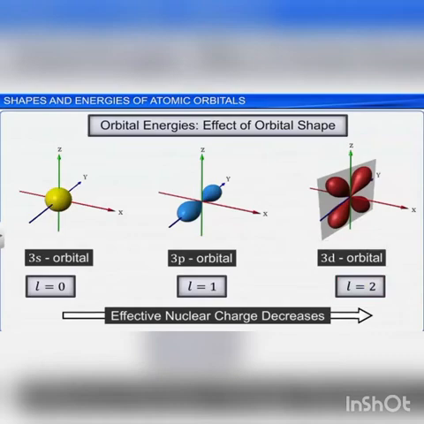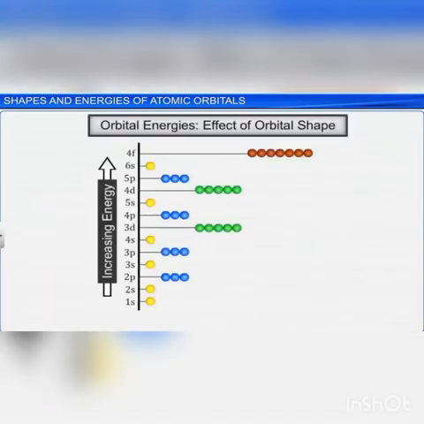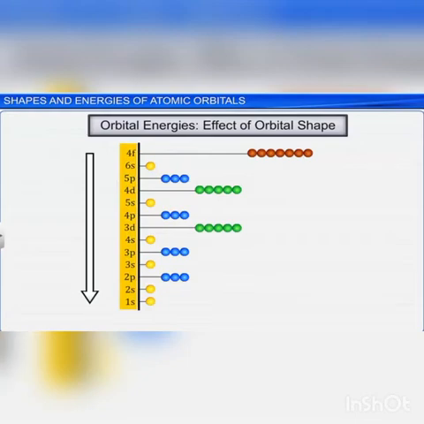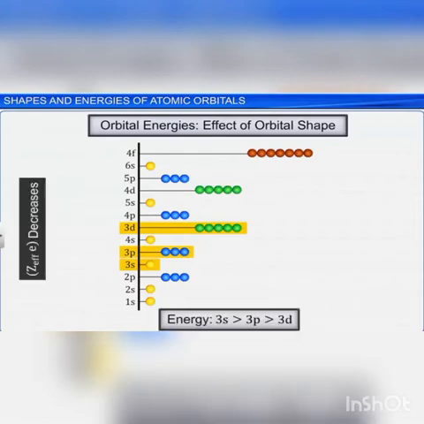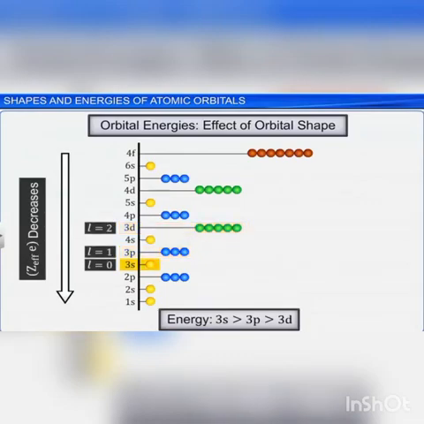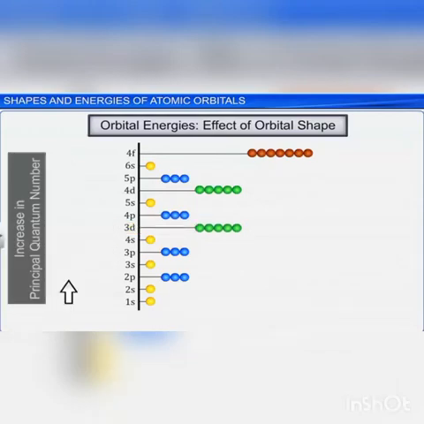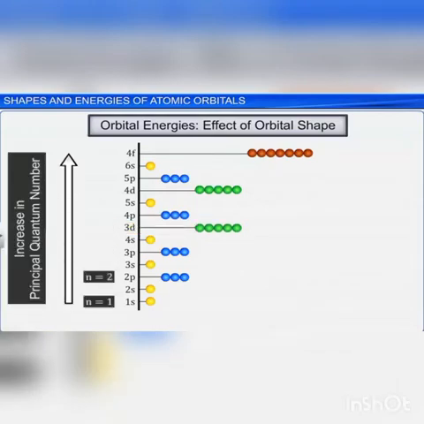Due to the difference in the net effective nuclear charge experienced by different orbitals of a principal shell, the degeneracy is lost and hence they show different energies. Because the effective nuclear charge experienced by the orbitals decreases with increase in L, the energy of s orbital is lower than that of p orbital, and that of p orbital is lesser than d orbital, and so on. With the increase in shell number n, the energy of the orbitals also increases.